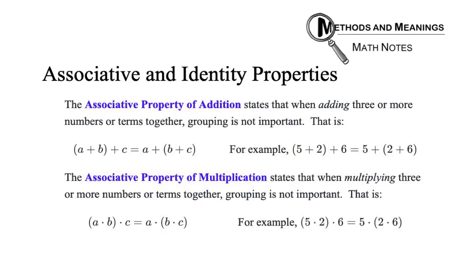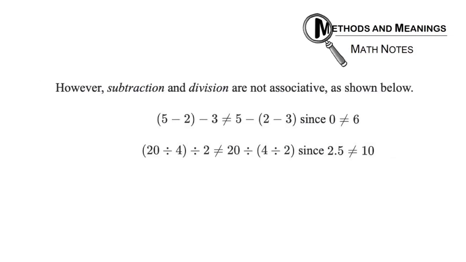Please make sure that you look over the math notes in this section. We've got a note about the associative property of addition and the associative property of multiplication. What that does is it changes the order that you do things by changing the parentheses. This does not change the answer. The associative property does not work for subtraction and division. If you change the order with the parentheses, it will change the answer.